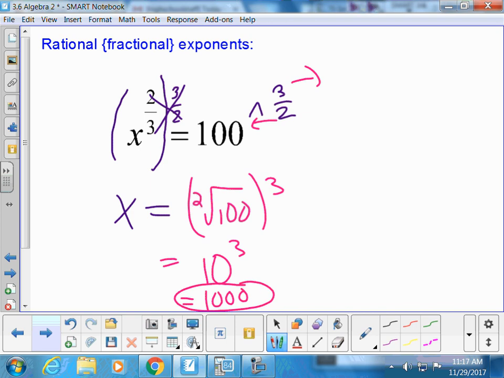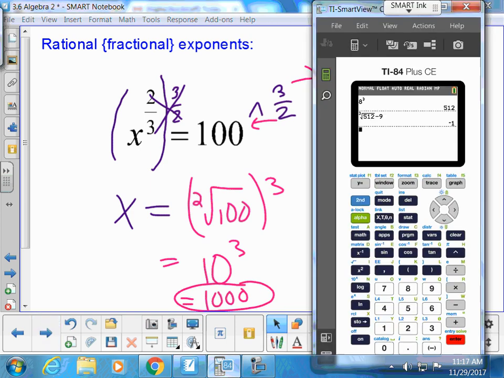Let me show you how to type that in, just in case you don't like doing things mentally. You would do 100 caret 3/2. Well, there's your 1,000. And this is an easy one to check. Just make sure that 1,000 to the 2/3 power equals 100. And it does, so the answer checks out fine.